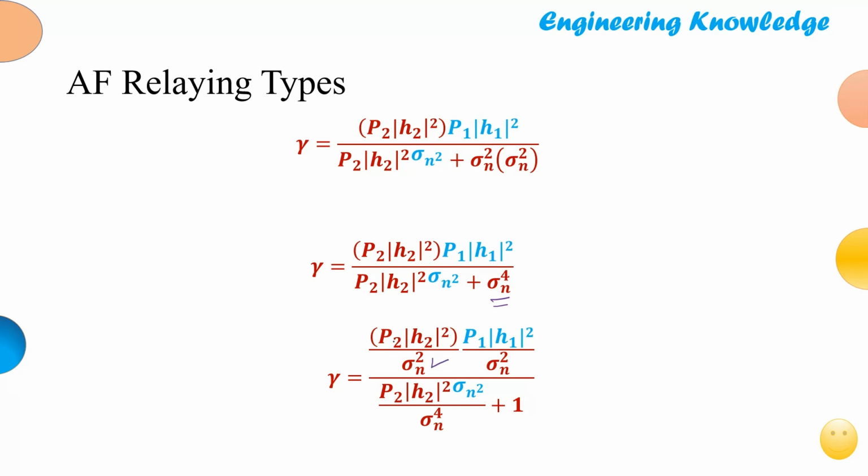I have written P2 mod H2 square upon sigma n square as the first component, and the second component as P1 mod h1 square upon sigma n square. So sigma n raised to the power 4 has been consumed in the numerator, and in the denominator I am taking it as common, so it will become P2 mod h2 square. Sigma n square was earlier there, and in the denominator it is sigma n raised to the power 4. You can understand that this will be cancelled and this will become 2. This has become 1, and this is the trick.